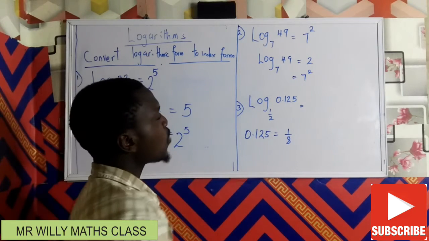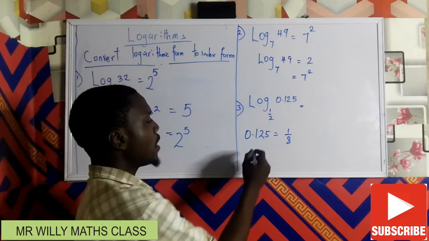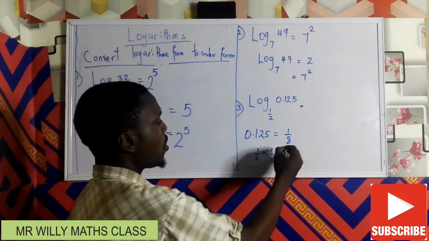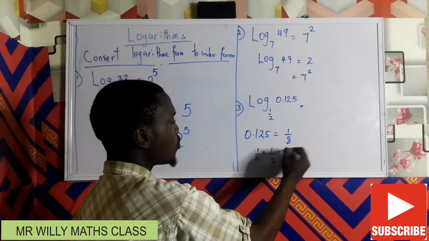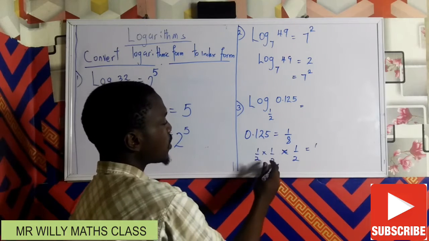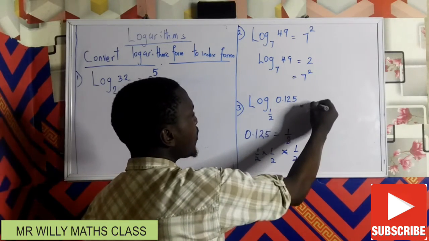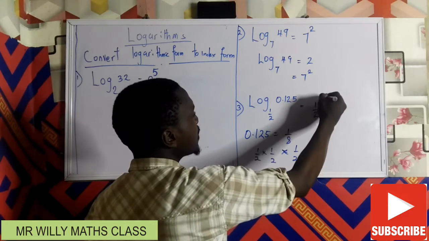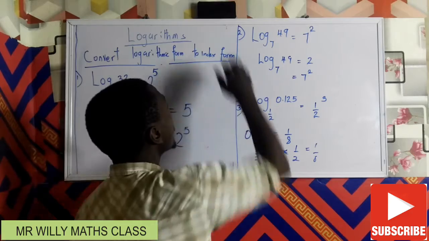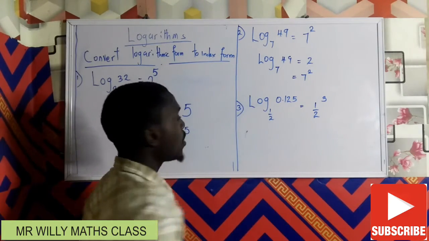So how many times do I have to multiply 1 over 2 with 1 over 2 to get 1 over 8? 1 over 2 times 1 over 2, that will be 1 over 4. Times 1 over 2, that will be 1 over 8. 1 times 1 times 1, that will be 1. 2 times 2, 4. 4 times 2, 8. That means that we will have to multiply half in 3 places to get 0.125.